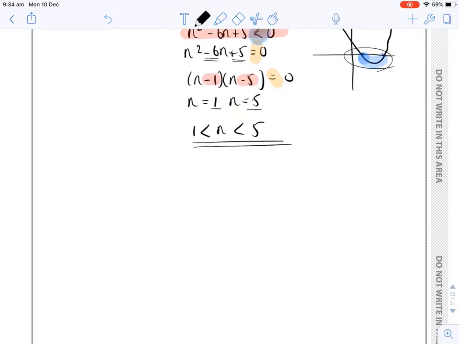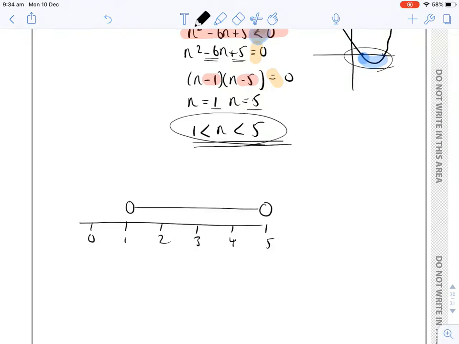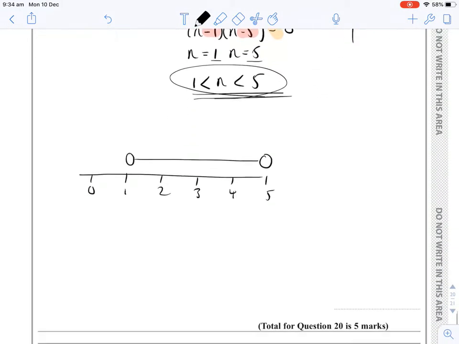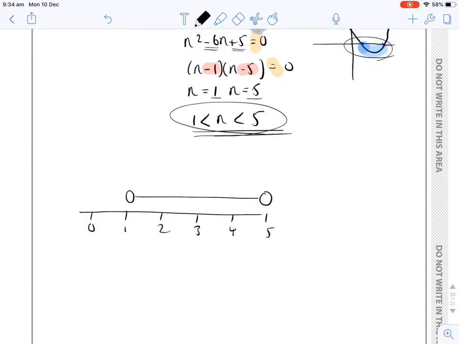So the easiest way of doing this is drawing a number line. So 0, 1, 2, 3, 4, 5. Now this one that we've solved, n has got to be between 1 and 5, so 1 to 5. The circles are not coloured in because it is not equal to. This one, n is less than or equal to 4. Equal to, so we can colour that in, and that will just go that way.